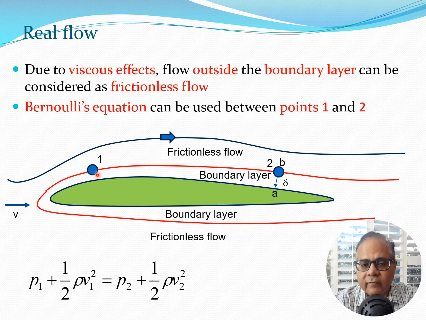So for example, if I have point 1 and 2 which are on the surface of the boundary layer, then I can invoke Bernoulli's equation between these 2 points. And remember, this equation has been derived for frictionless flow because the Euler equation assumed frictionless flow, and we can use it at these points 1 and 2. So we can write P1 plus half rho V1 square is P2 plus half rho V2 square, where subscripts 1 and 2 correspond to these two locations.